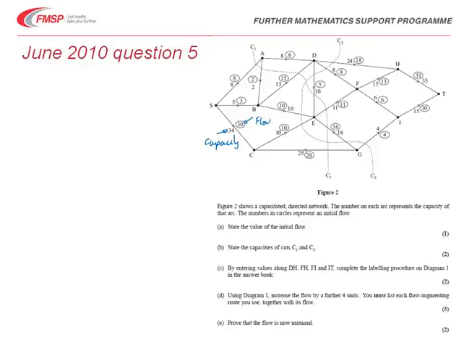Using this completed diagram 1, increase the flow by a further 4 units, and you must list each flow augmenting route that we use. So we're told that we should be able to find routes which give us an increased flow of 4. And once we've done that, prove that the flow is now maximal.